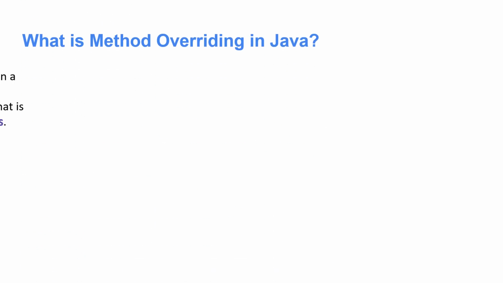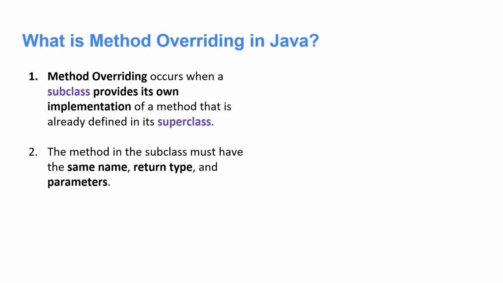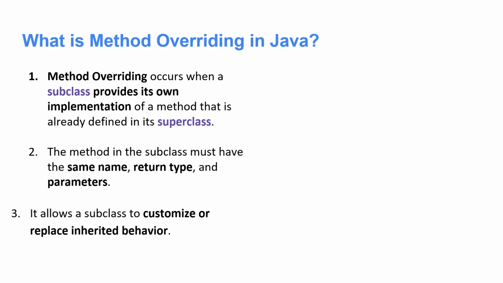Now let's talk about one of the most important concepts in OOP, method overriding. Overriding happens when a child class redefines a method inherited from its parent class, using the same name, return type, and parameters, but with a new implementation. It's a way to customize or change behavior that was defined higher up in the class hierarchy.